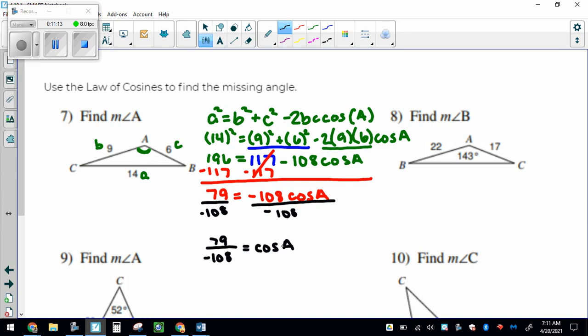Now remember from task number 3, when you had a trig function and you didn't know the angle, we could take the inverse of both sides, which is why I said leave this as a fraction, because when we do trig inverses, it's always of a fraction. So this is really going to be A equals cosine inverse of 79 over negative 108. And again, type that into Desmos, or if you're using a calculator, that's fine too. And we get 137.01.